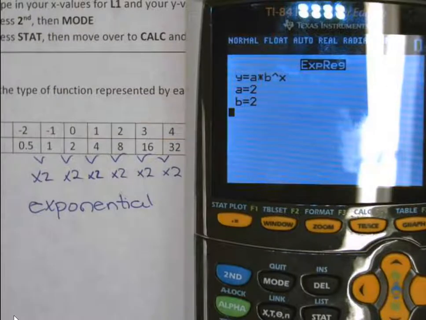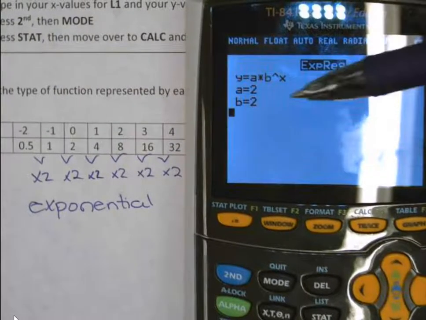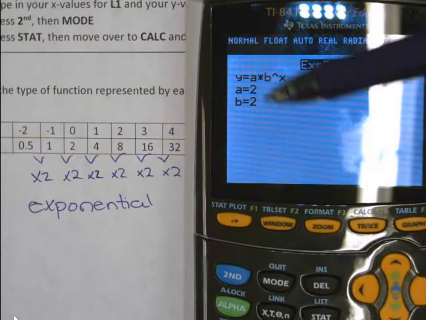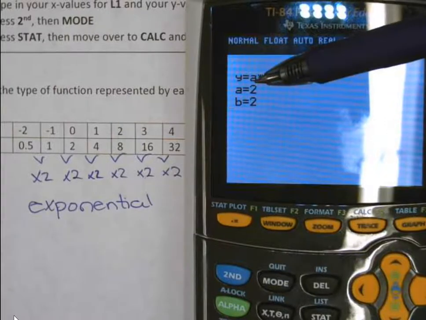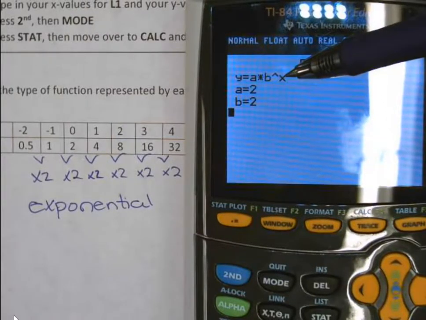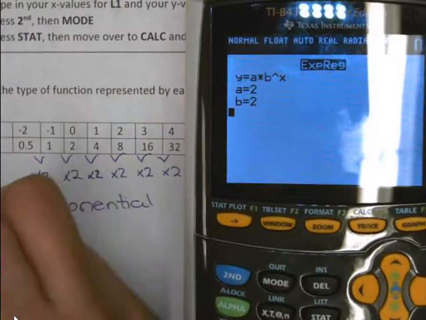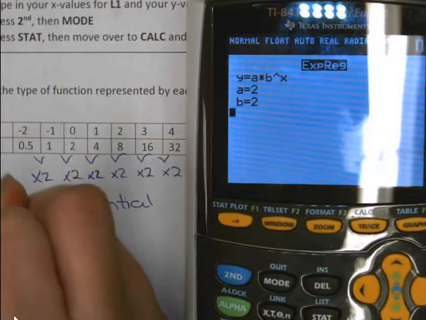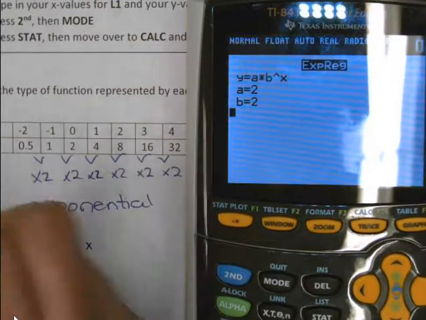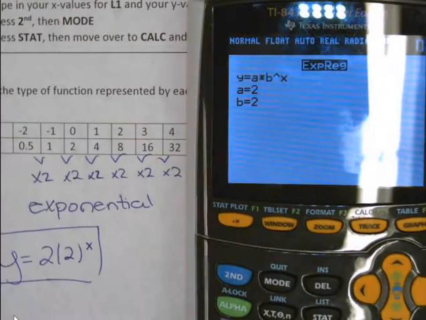And then it gives me some numbers. A is the number out front, B is the number with the exponent. So my equation here is going to be y equals 2, parentheses 2 to the x exponent. That's it.